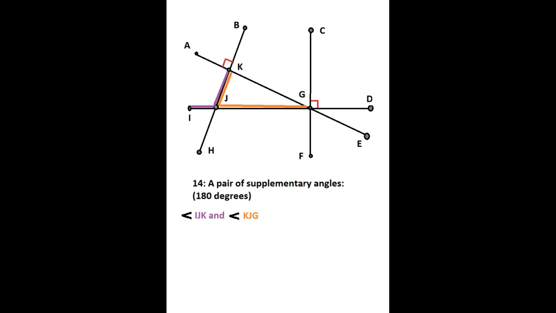Now, if you're looking around at this, you could have gone with AKB and BKG. You could have gone with JGC and CGD. There's a lot of different answers, okay? But here, the one that I showed you, IJK and KJG, are just as correct as any other set of supplementary angles you see here.